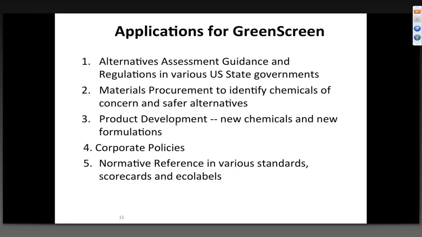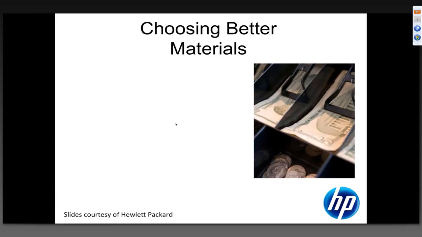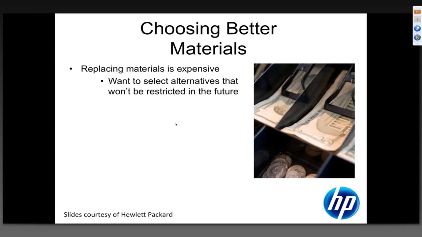So here, I'll give you a couple of examples of how it's being used. Hewlett-Packard is a leading user of Greenscreen. Whenever they are replacing a chemical of concern in their products, they require their suppliers to use the Greenscreen to provide information on the alternatives. They don't want to replace a regulated chemical of concern with an unregulated chemical of concern that could end up becoming regulated. So their goal is to choose better materials.